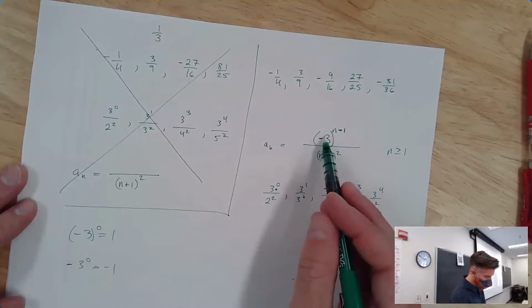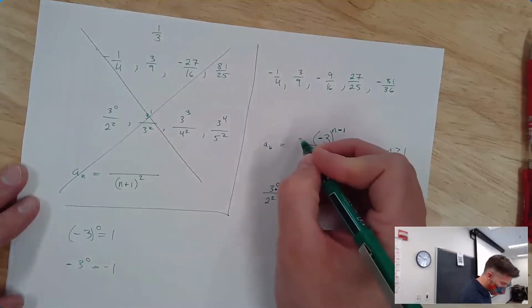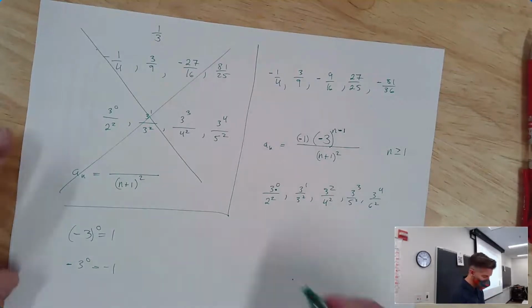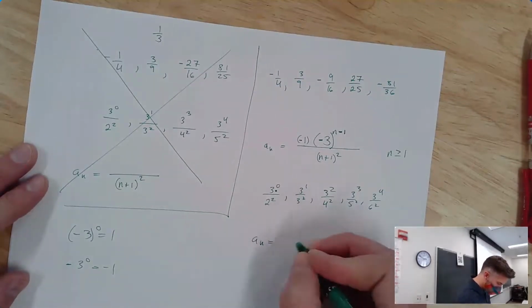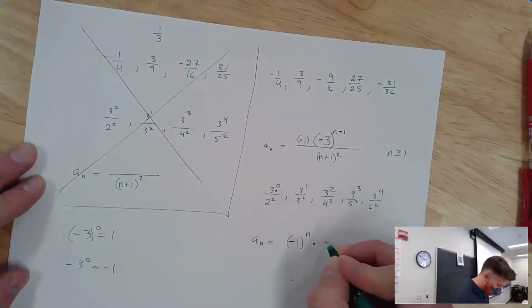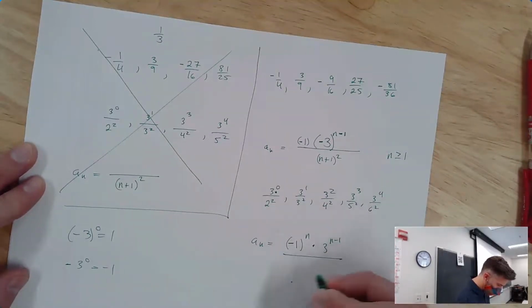So this is not quite right. What I really should actually have is just multiply this by a -1. There's other ways to take care of it. You could definitely write it as (-1)^n times 3^(n-1) over (n+1) squared. It's probably better.